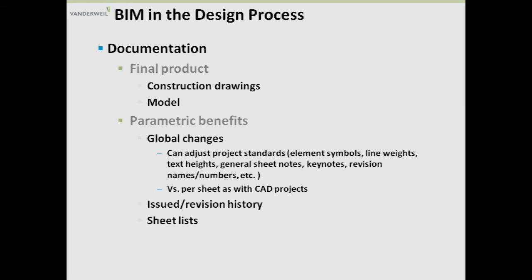And then also with BIM, you can maintain a history of what has been issued or the revisions, and all of that can be tracked internally to the software. Another point is that you can have sheet lists, where you've got a list of your sheets. If you delete a sheet or rename a sheet, whether it's on the sheet or in the index, if you rename it on the sheet, it's automatically going to update the index. If you rename it on the index or renumber it, it's going to automatically renumber it on the sheet. So this whole idea of parametric, these parameters being linked together in this database, is very powerful.